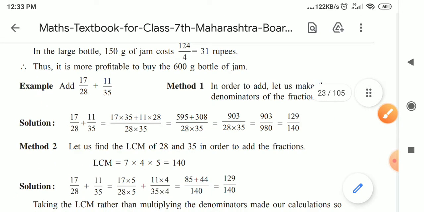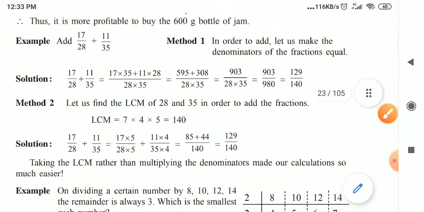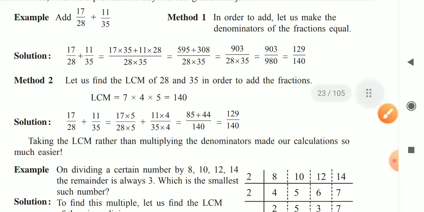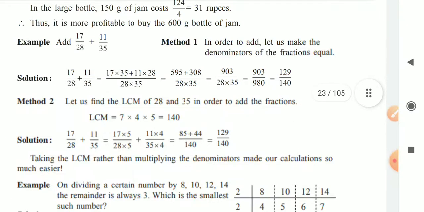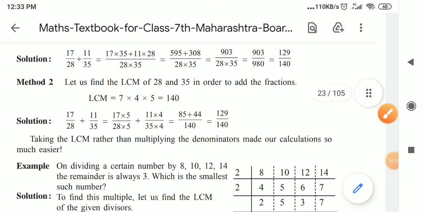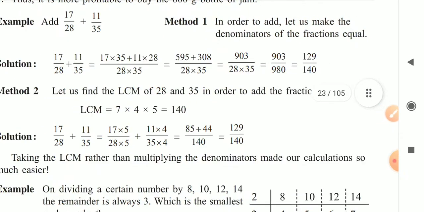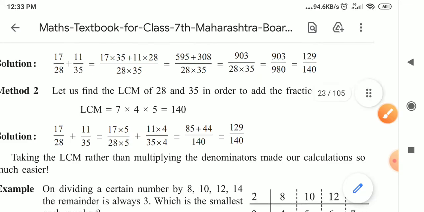And if you see here, this is the method. It is difficult, means we have to do big calculations. But if we find the LCM of a number, then it becomes easy for us. So for the same example, what we have to do, we will solve it using the LCM method. So another method is given here. Instead of solving this example by this method, let us find the LCM.